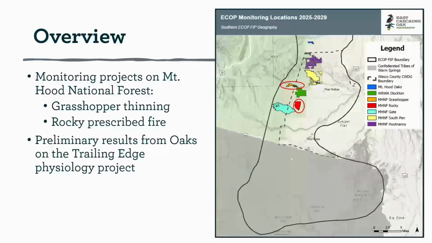So today I'll be covering 2 monitoring projects specific to the Mount Hood National Forest. I did give this presentation several weeks ago at the Wasco County Forest Collaborative meeting, so you may have already heard it. But I'll be talking about Grasshopper and Rocky, which are 2 projects shown in orange and red, circled on that map. And those other polygons are just other places where we have monitoring going on. Then Dr. Lucy Kerhoulas will join the presentation at the end to share some preliminary observations from our Oaks on the Trailing Edge monitoring project, where we're using physiology measurements to give us a more immediate idea of oak response to thinning treatments.